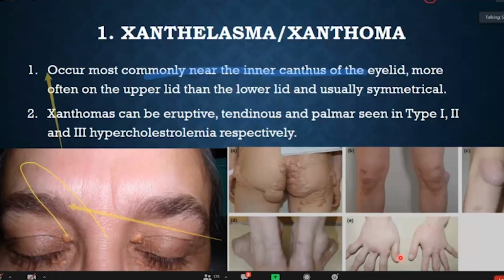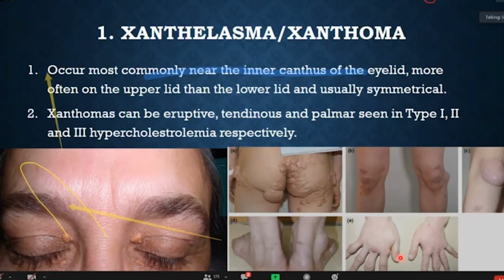Now, one of the most important questions which they ask in exam is which type of xanthomas are seen in which hyperlipoproteinemia. I usually remember it as ETP. So type 1 has eruptive, type 2 has tendinous, and type 3 has palmar. Though there may be some overlap, this is the common, E, T and P. And type 2 hyperlipoproteinemia is usually associated with valvular aortic stenosis. So early onset aortic stenosis usually is associated with type 2 hyperlipoproteinemia.